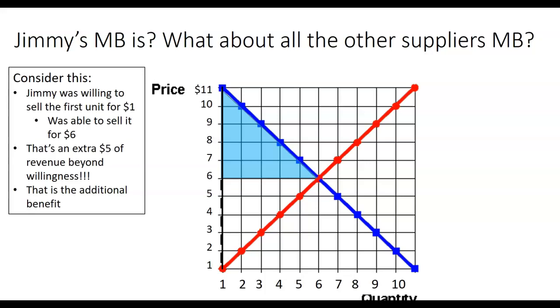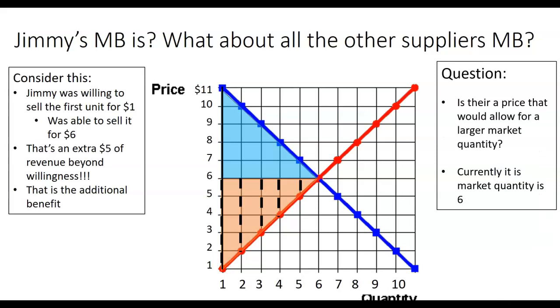But again, they're selling more than one unit, or there's more than one seller. So we got the other ones also here. And if we add all those areas up, what we find is this area right here, which is the producer surplus.